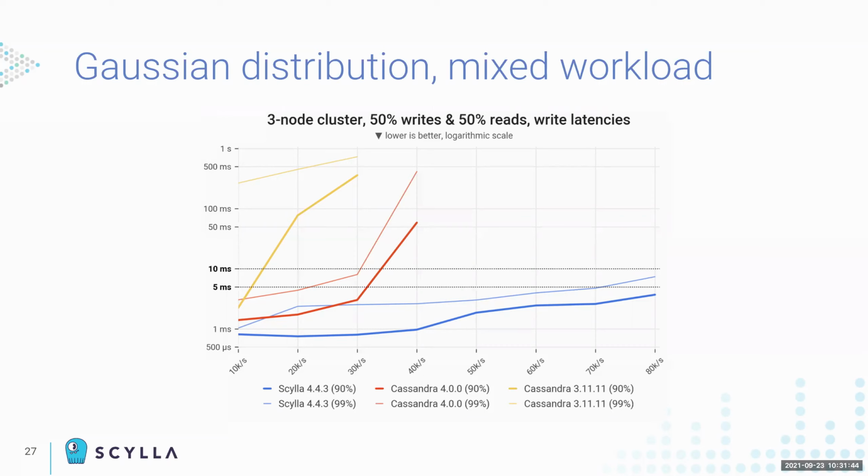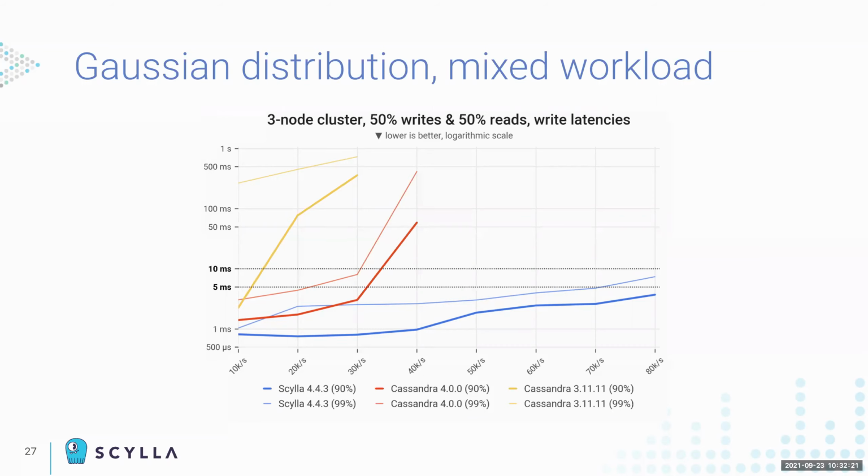Apart from that, when handling 40,000 operations per second, Cassandra 4 P99 latency approaches about 500 milliseconds, which is quite a lot. And P90 latency exceeds 50 milliseconds. At the same time, Scylla's P99 remains under 10 milliseconds, and P90 remains under 5 milliseconds, all the way up to 80,000 operations per second.